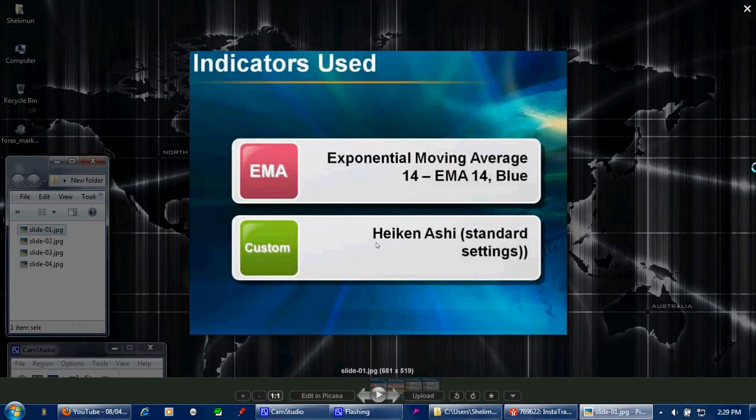What we use are two indicators. One is the exponential moving average 14, EMA 14, with the blue color. And the other indicator, of course, is the Heiken Ashi with the standard settings.